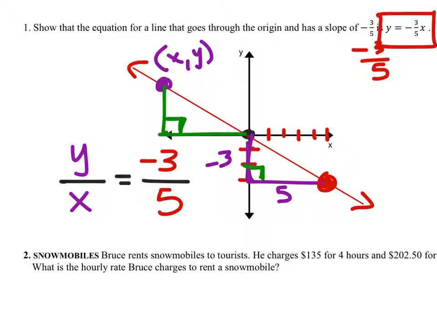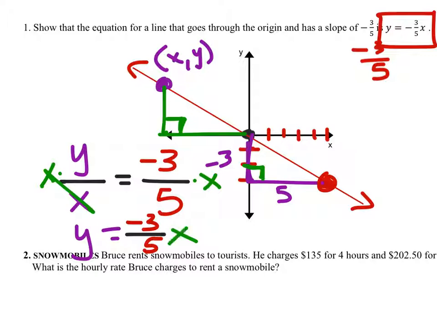So what would we do to solve these? I would multiply both sides by x so that these 2 x's cancel. And what do I have? I have y equals negative 3 over 5 times x. That's exactly what we have up in here. And that's it. That's all we had to do. Bam. So negative 3/5 is the slope, which was pointed out up in here.